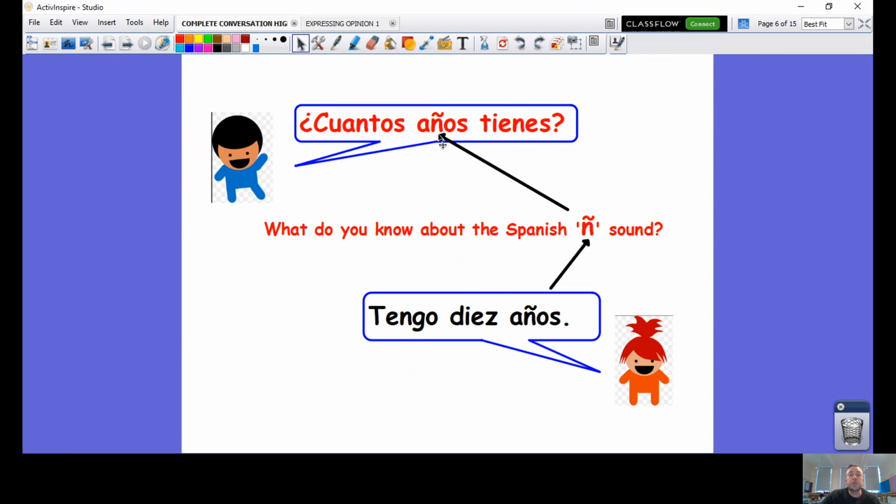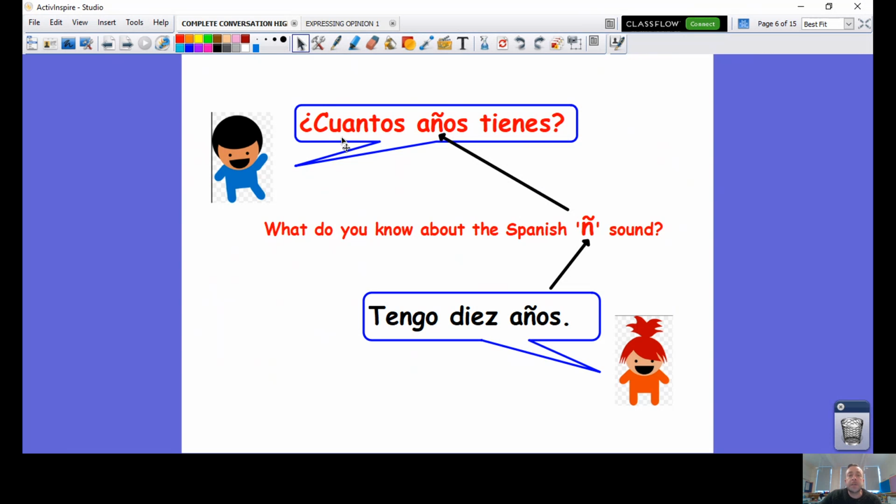It says, ¿Cuántos años tienes? What do we know about that N in Spanish? We know we have 2 N's, but this N has a very particular sound. Can you tell me that sound? Excellent. It's the ñ sound. So this is not años, it's años.